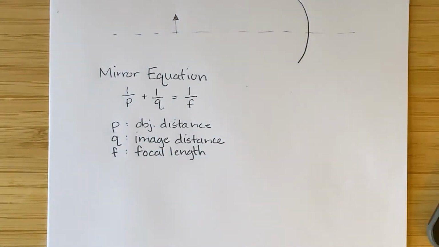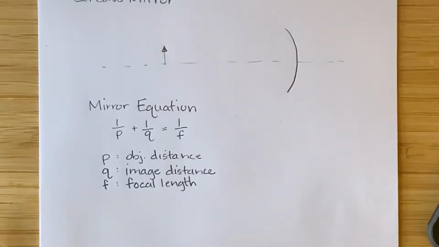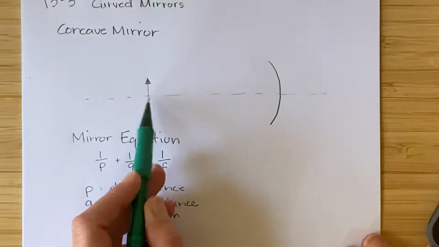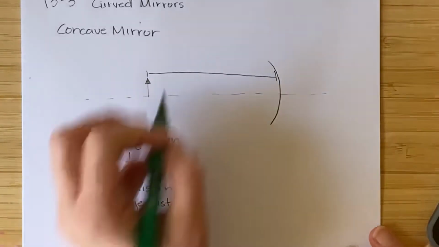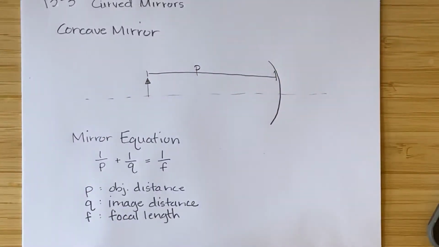All three of those need to be measured in the same unit, so they could all be in centimeters, they could all be in meters, but they all need to have the same unit. The focal length is based on the shape and the size of the mirror, so that depends on the mirror. The object distance is going to be the distance of the object to the mirror. So if we measure the distance from here to the mirror, this would be P. Q would be the distance from the image to the mirror.